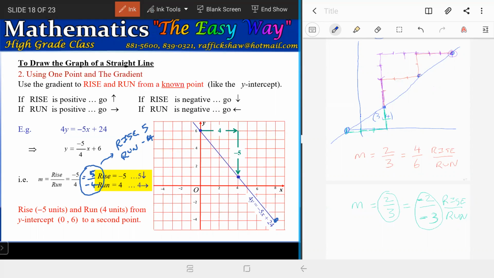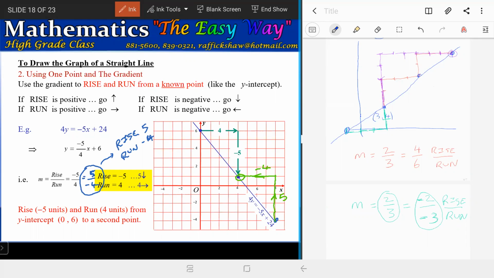Watch. Rise 5. 1, 2, 3, 4, 5. Run -4 now. 1, 2, 3, 4. -4 means I go back, +5 means I go up. See, I get back at that point.